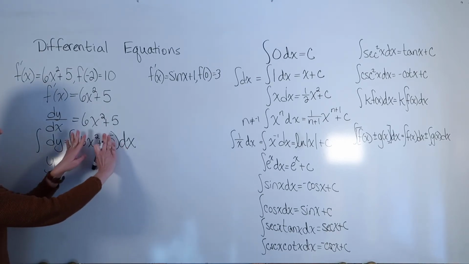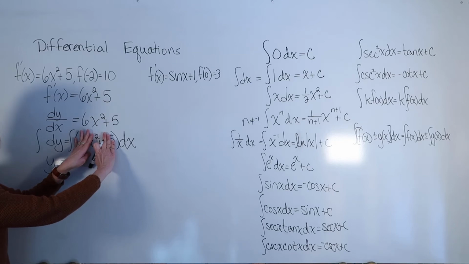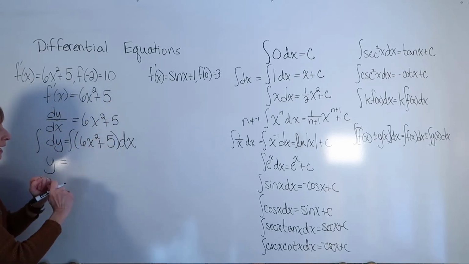Now here it's an integral of two different terms in my integrand, and I don't have an exponent on the parentheses, so I don't have anything to multiply out.